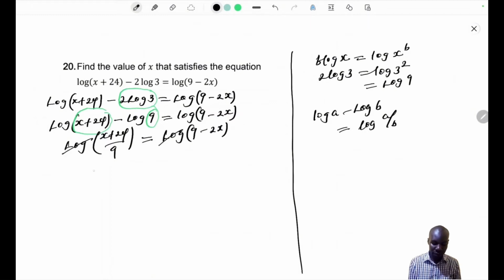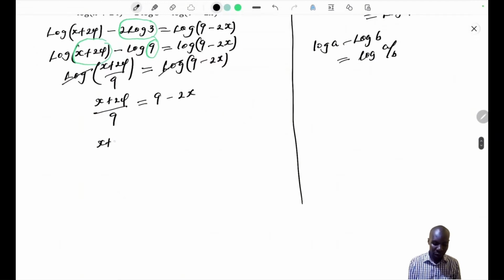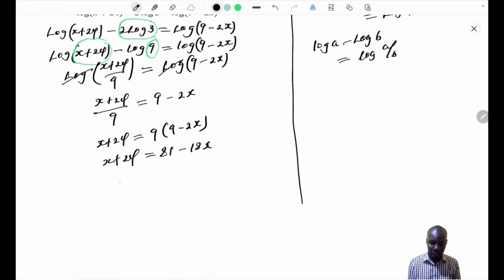So the logs cancel each other. We remain with (x plus 24) over 9 equals 9 minus 2x. Cross multiply, we'll have x plus 24 equals 9 in bracket 9 minus 2x. So x plus 24 equals 81 minus 18x. Collect the like terms. The 18x, when it comes to the left hand side, will become plus 18x, so it will equal 81 minus 24. So this will give us 19x equals 81 minus 24.